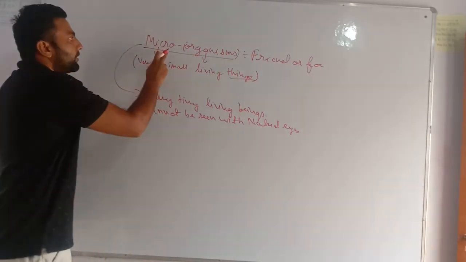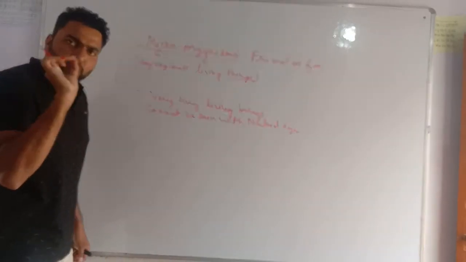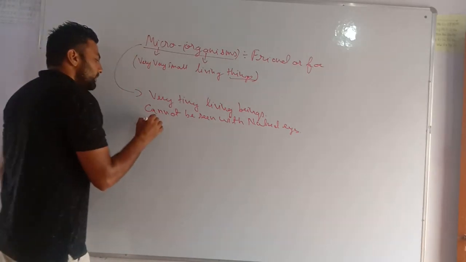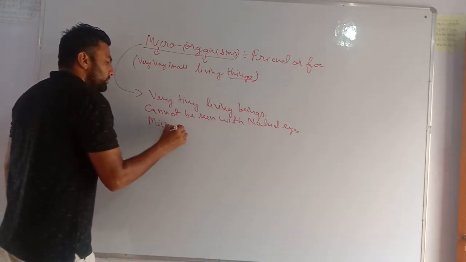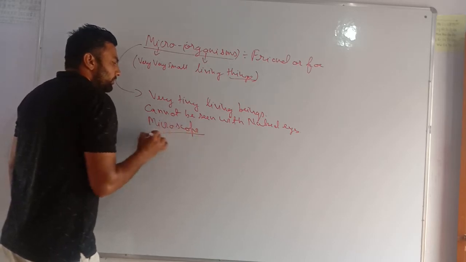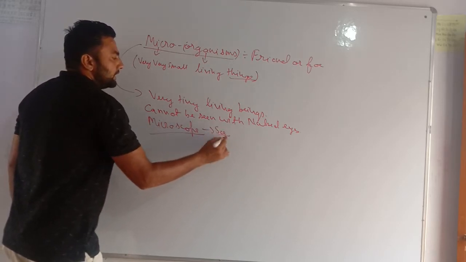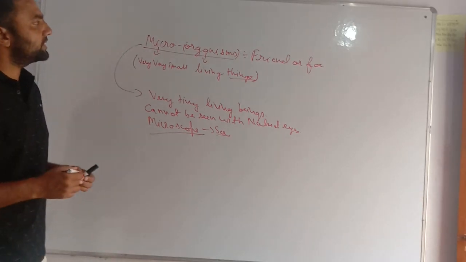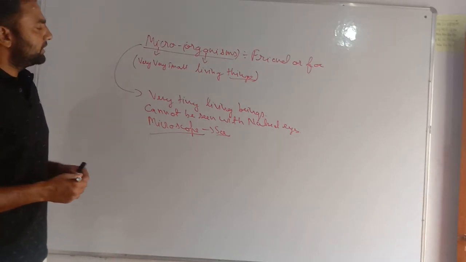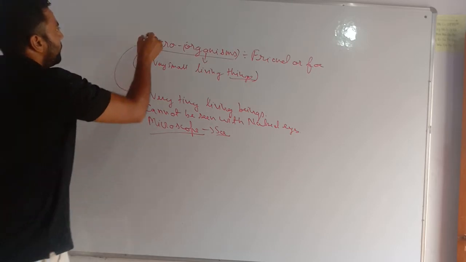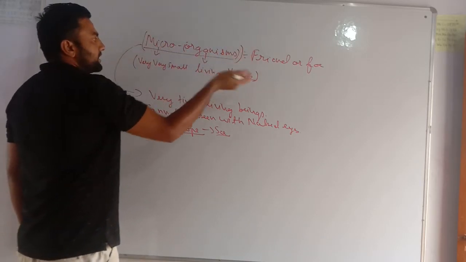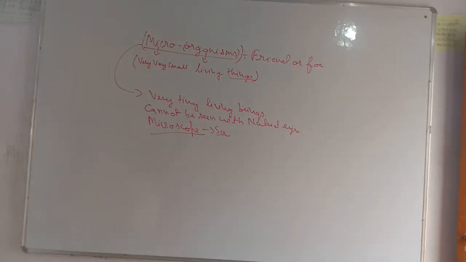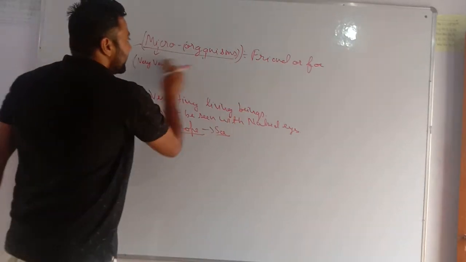So microorganisms are very small organisms that you cannot see directly with naked eyes. We use microscope to see microorganisms. In this chapter, first of all, the concept is what is microorganism. You need to understand. We have gone through that. These are so small living things that cannot be seen with naked eyes.